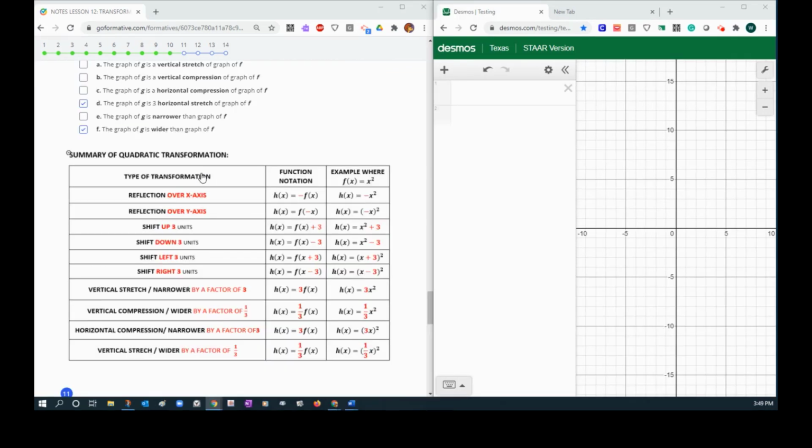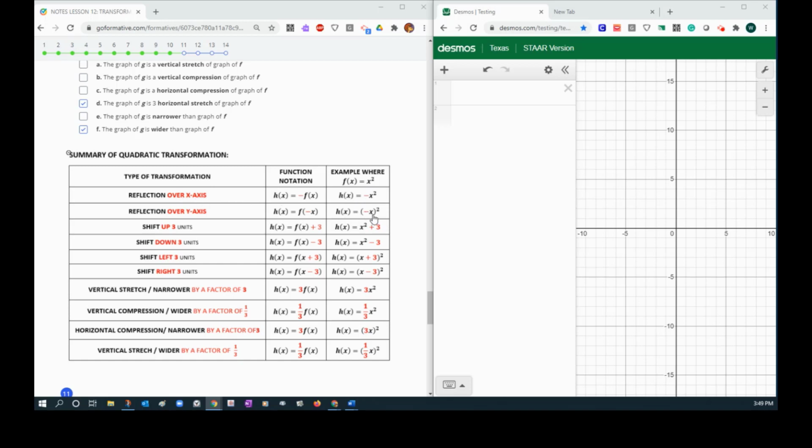Okay, let's go ahead and summarize. So basically, on this table here, we have the different transformations that we talked about. Over here is the function notation, and here we're using the example of the parent function x squared. So notice if we put the negative outside, we're going to get a reflection over the x-axis.